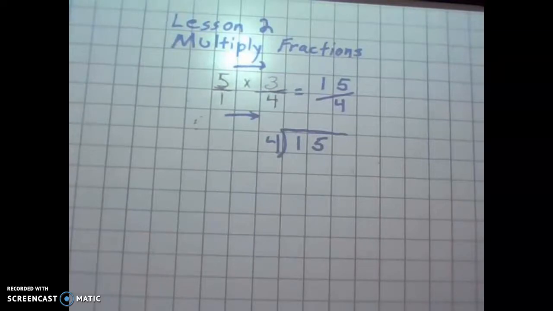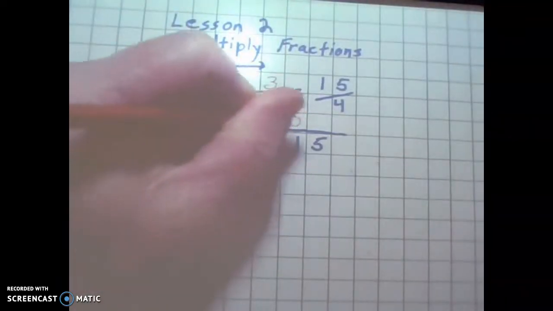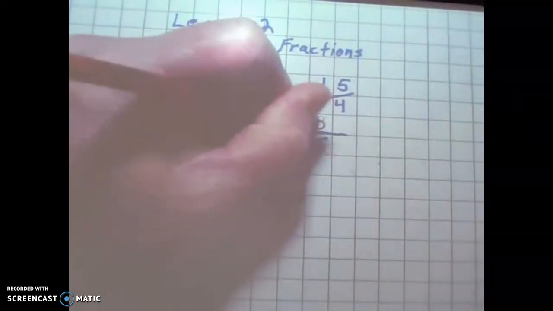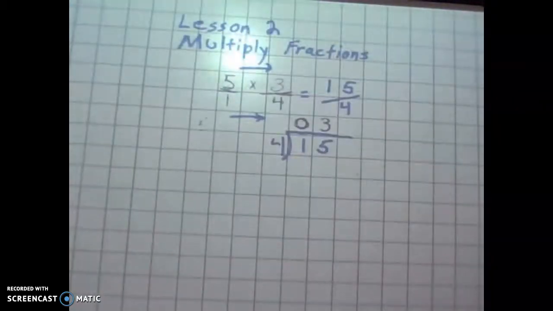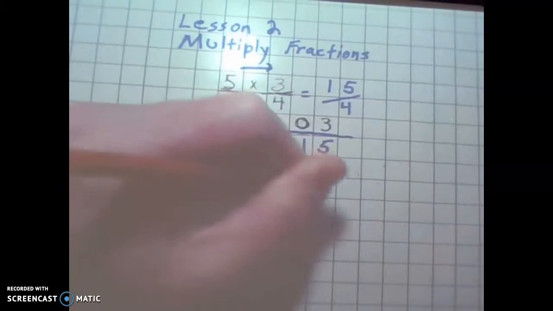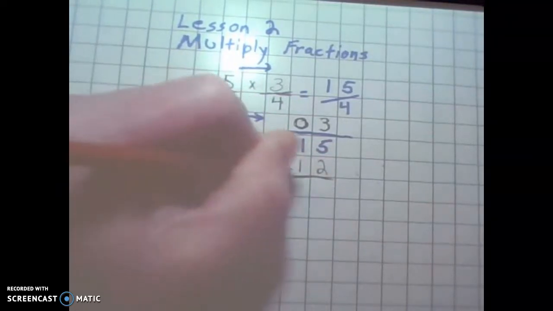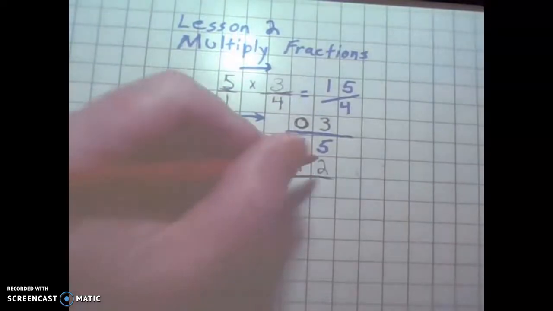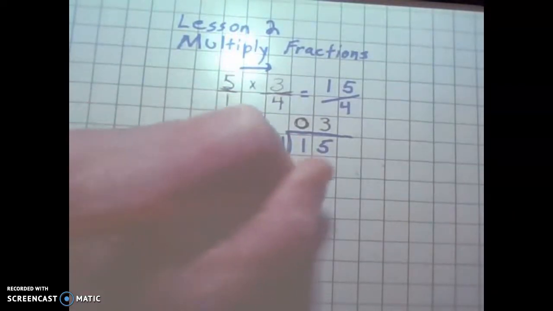All right, Jada? Okay, so I'm going to put a 0 above the 1. And I'm going to move over to the 15. All right, and she said 4 times 3 is 12. I'm going to put my 12 underneath the 15. And subtract. All right, so far so good, guys? Okay. And then 15 minus 12 gives me a 3.